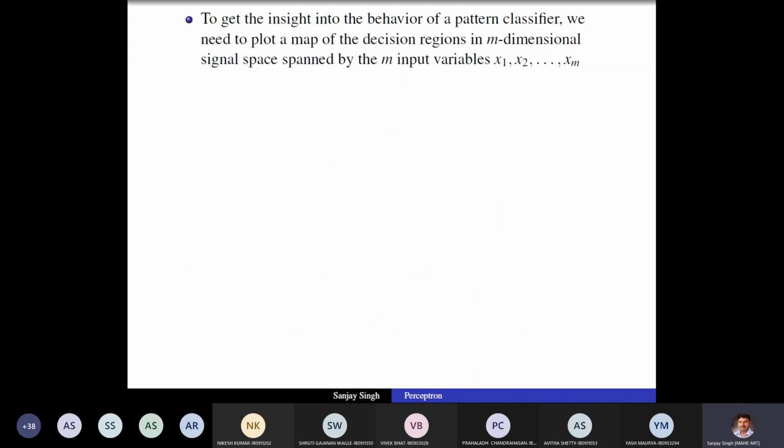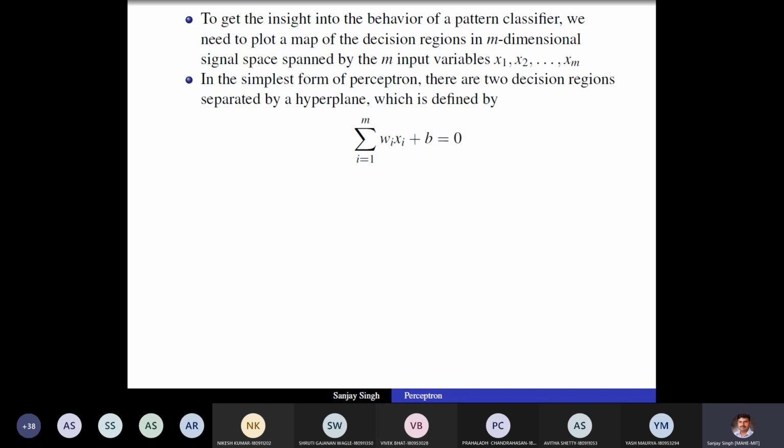Now, to get insight into the behavior of a pattern classifier, we need to plot a map of the decision boundary, that is, how an m-dimensional signal space is spanned by m input variables. Here x1, x2, up to xm are nothing but different examples, each one of which has some m-dimensional input. In the very simplest form, there are two decision regions separated by a hyperplane. When we say plane, you know it's basically a two-dimensional thing. When I say hyperplane, we mean multi-dimensional. So the decision boundary is defined by this particular thing.